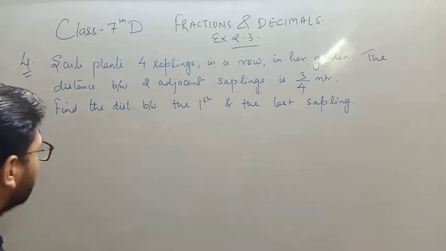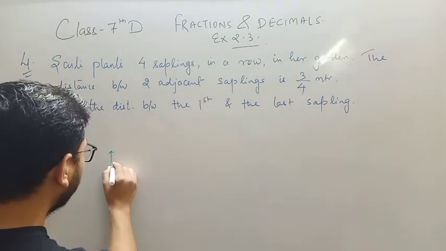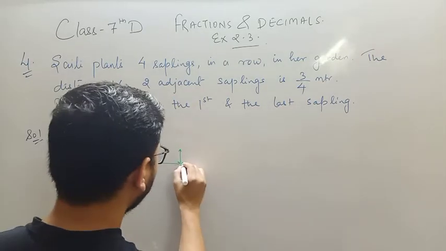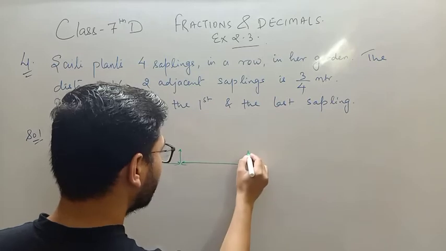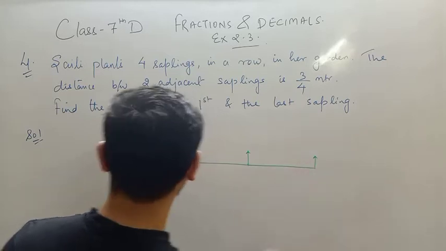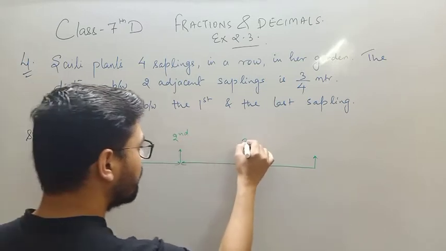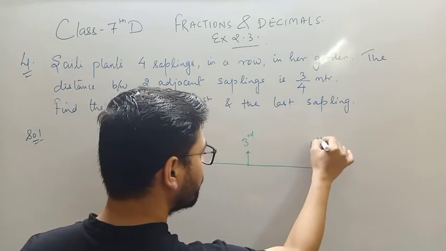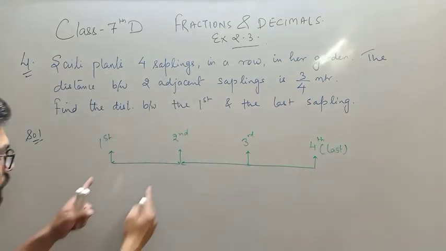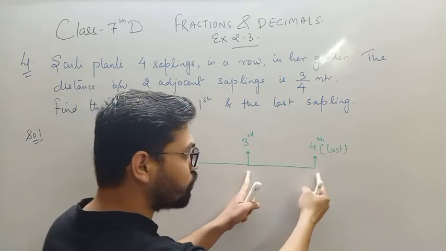Let's say you have one sapling here. Here is the next sapling. Then you have the third sapling, and then she planted the fourth sapling. So this is the first sapling, this is the second, this is the third, and this is the fourth one, or you can say the last one, right? Now these are the adjacent saplings: these two are adjacent, and these two are adjacent.